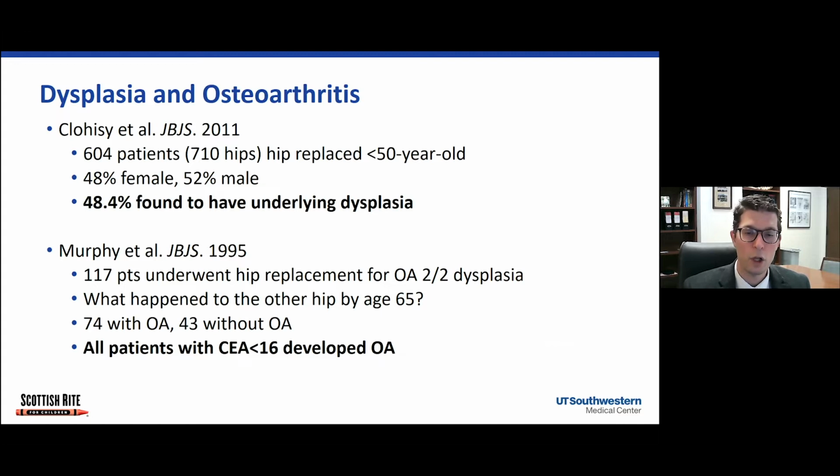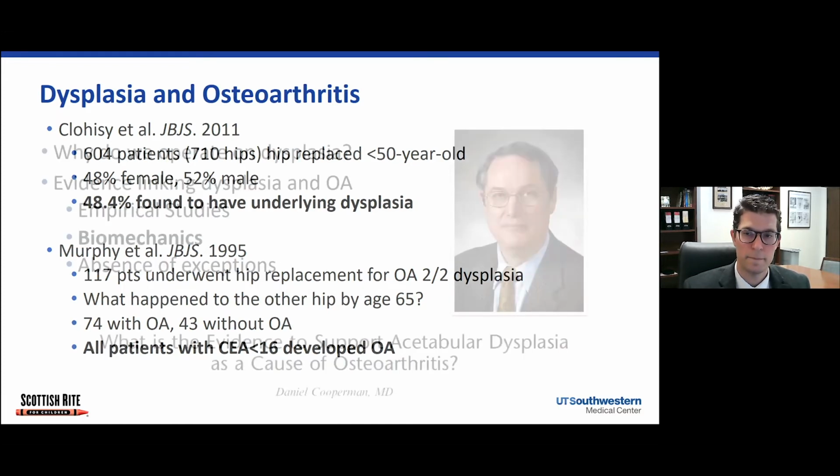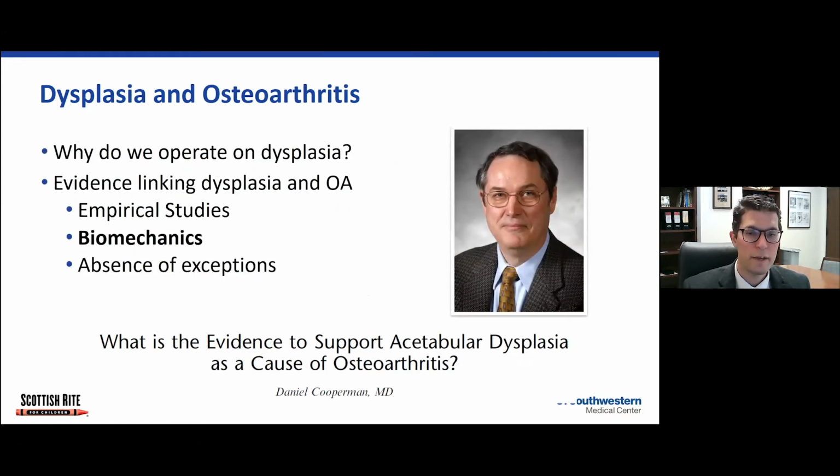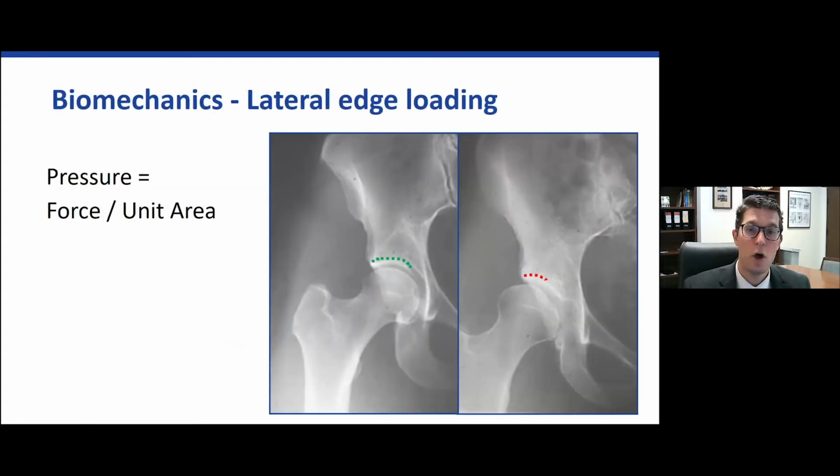And importantly, all of the ones that had significant dysplasia, so a center edge angle of 16 or less, developed arthritis. We believe that this happens because of a couple of biomechanical principles that lead to early degeneration of the joint. Without diving into the literature too much, we'll talk about the basic principle that pressure equals force over unit area. So on the left side of the image, you can see a well-covered femoral head with a broad surface area for that socket outlined in green.